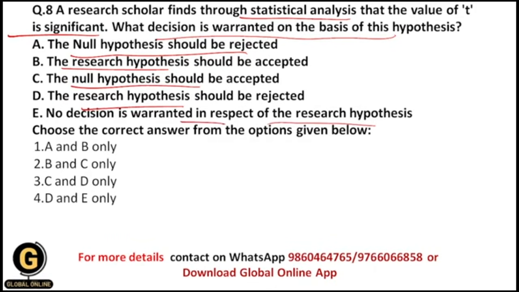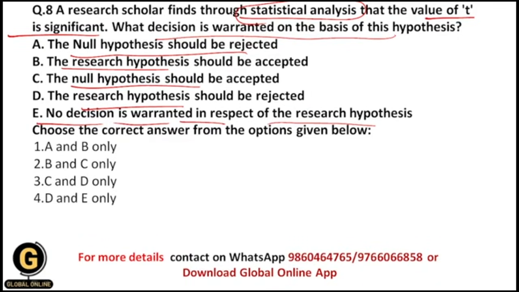As I have told you earlier, whenever we reject the null hypothesis, obviously we need to accept the research hypothesis, and vice versa. The null hypothesis basically states that there is no difference or no relationship between the variables, but the research hypothesis alternatively tells us that there is a difference or relationship between the two variables. And here, after doing the statistical analysis, the researcher has got a significant t value.